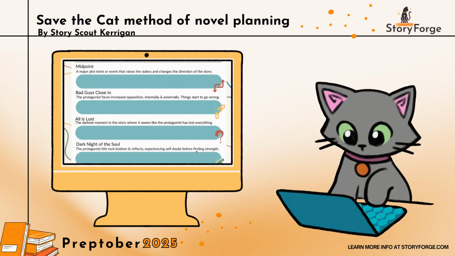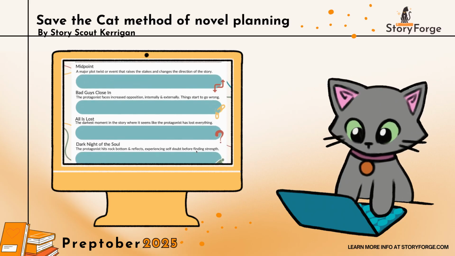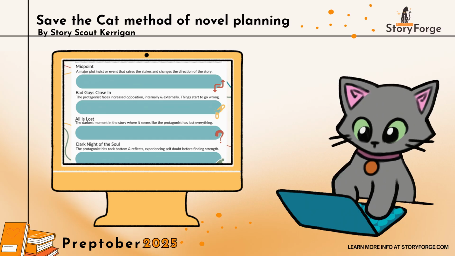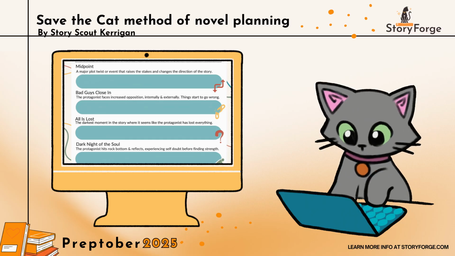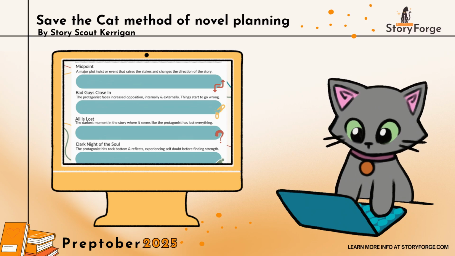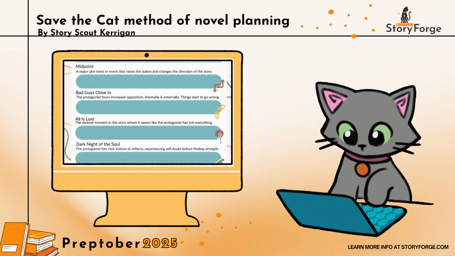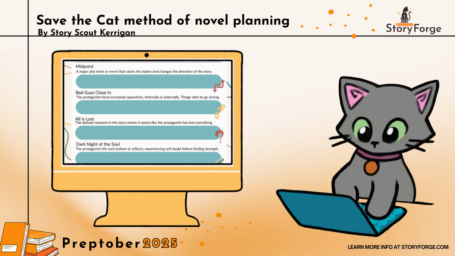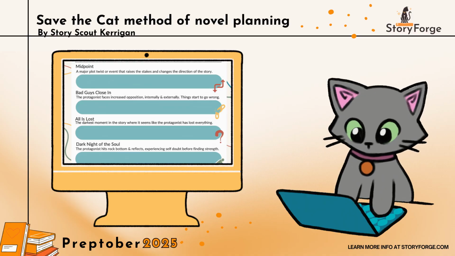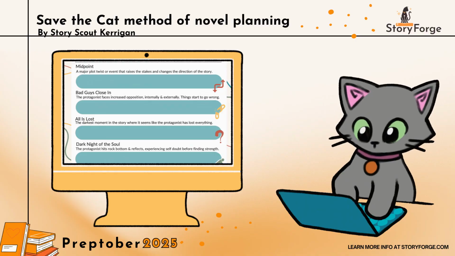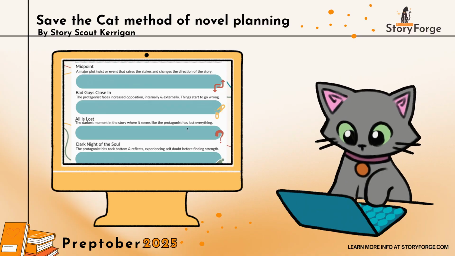So then there's the midpoint. It can be a plot twist or an event that raises the stakes and changes the direction of the story. I definitely see a lot of these in writing, and I think they're often really nice if done well. I know that I've seen some plot twists done that sort of flip the whole script and everyone's like, what is happening? And this makes no sense. So it's really important to make sure that your midpoint change does make sense.